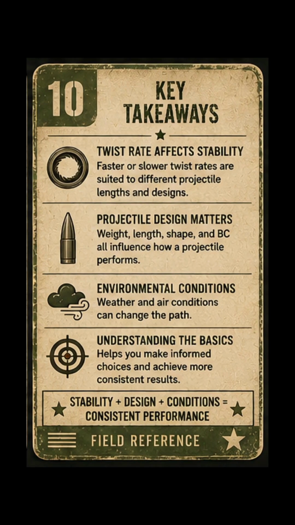Key takeaways. Twist rate affects stability. Faster or slower twist rates are suited for different projectiles, lengths, and designs. Projectile designs matter. Weight, length, shape, and BC all influence how a projectile performs. Environmental conditions. Weather and air conditions can change the path.